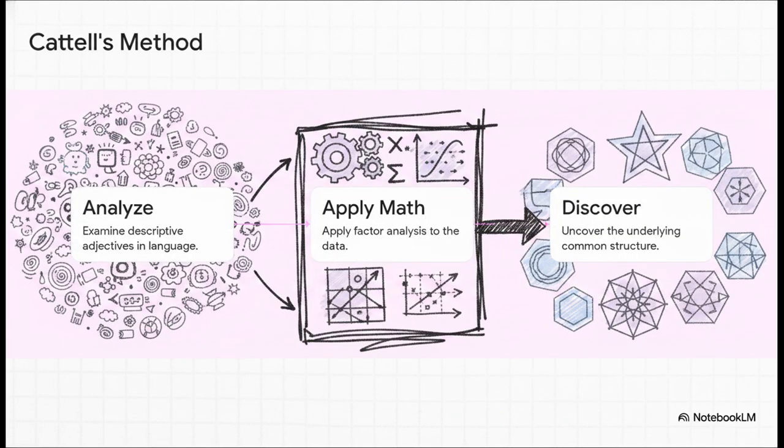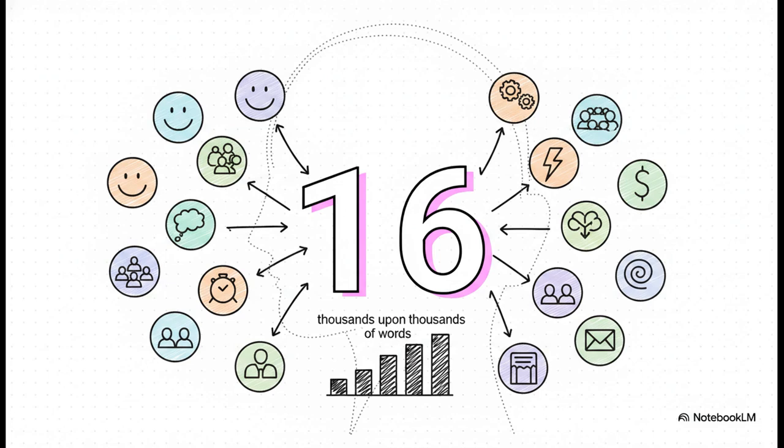Let's see how this builds, because his exact scientific methodology was a really rigorous step-by-step process. Step 1, he started with that massive, totally overwhelming list of descriptive adjectives found in our language. Step 2, he applied the heavy mathematical lifting of factor analysis to all that data. And finally, step 3, by crunching those numbers, he was able to discover the underlying common structure. He basically just let the data speak for itself, revealing the hidden patterns of human behavior without relying on any personal bias.